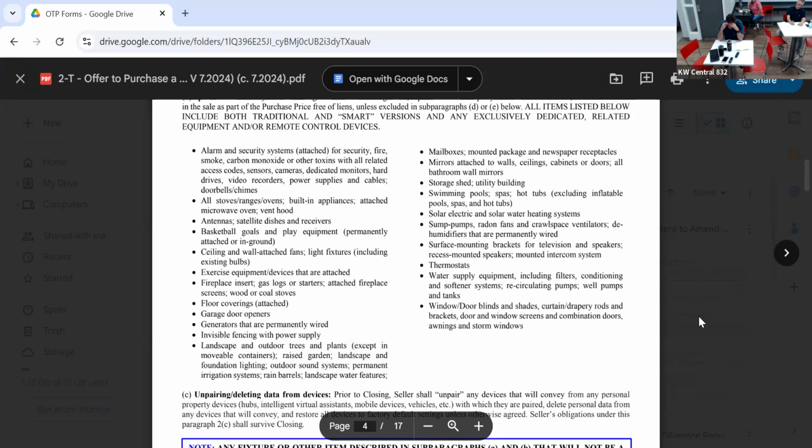So think of a garage door opener. The garage door is attached, the garage door opener, yeah. So garage door openers, generators that are permanently wired, invisible fencing, landscape and outdoor trees, except if they're in immovable containers, any raised garden, landscape, foundation lighting, outdoor systems, pools, any of the equipment that goes with the pool or a hot tub, all of that. The mailbox remains.